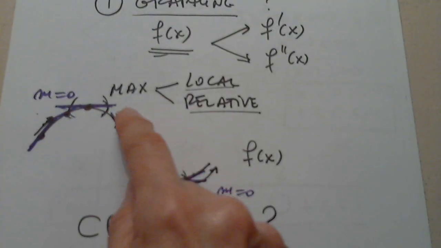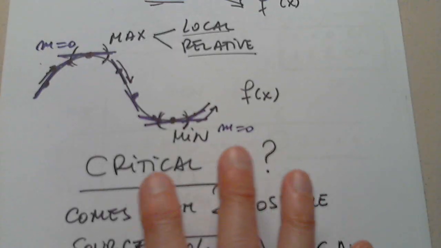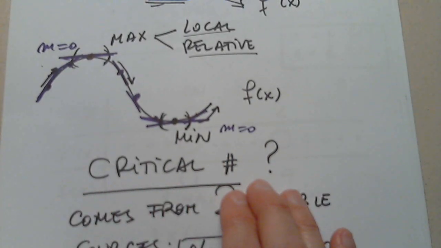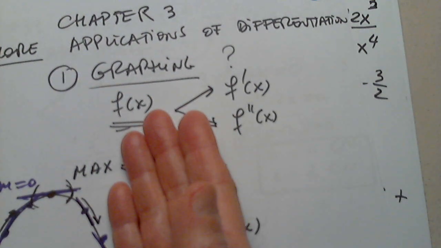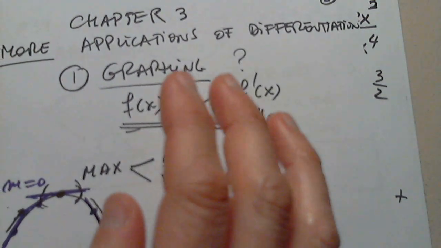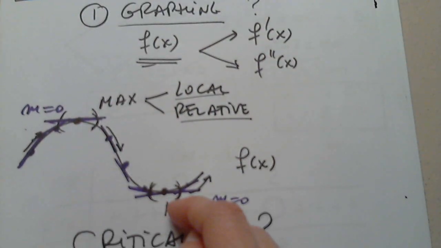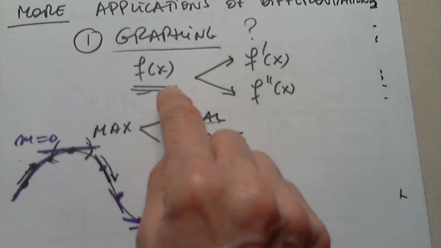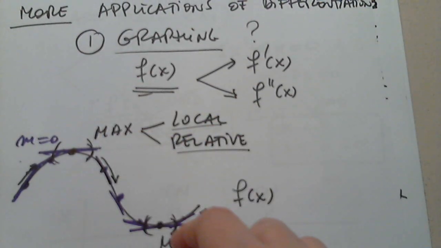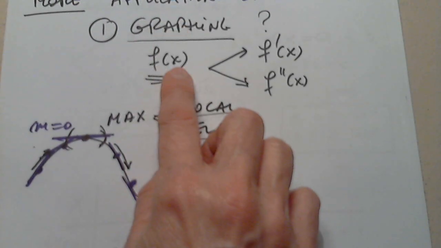In order to determine max min, increasing, decreasing, we have to look at something called critical number. What is a critical number? Will all functions have critical numbers? No. If they don't have critical numbers, they will never have max or min. If they do have critical numbers, there is no guarantee that they have max or min. But there is a guarantee that if they don't have critical numbers, they don't have max min.